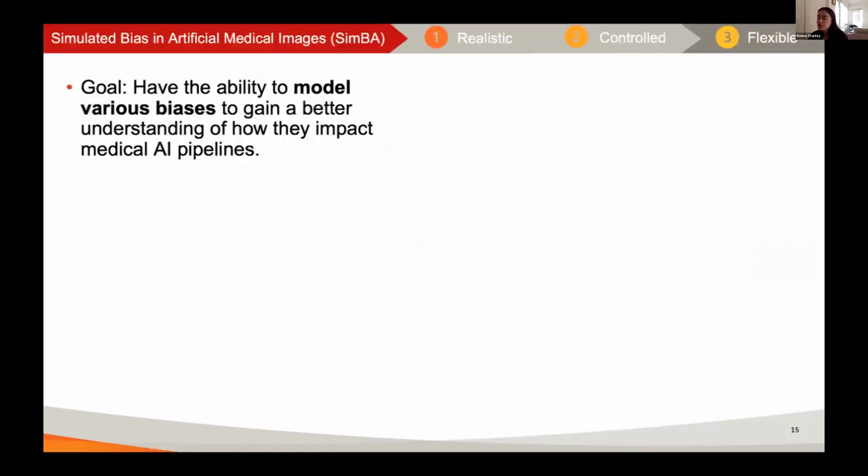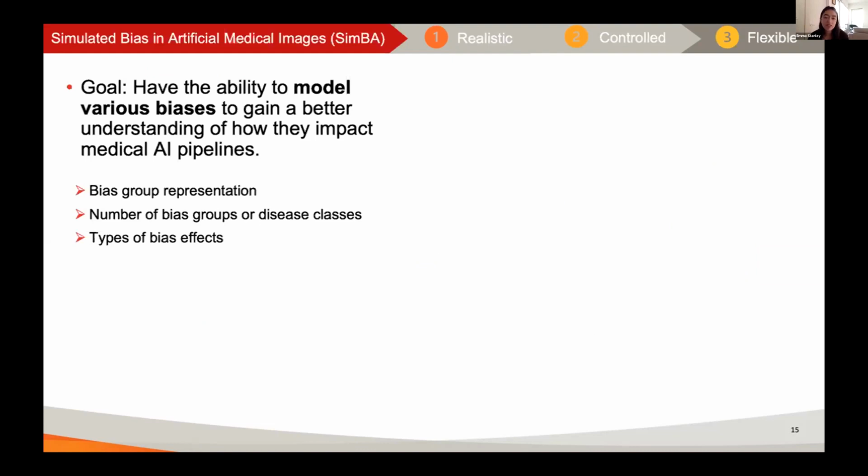So finally, we wanted this framework to be really flexible in its utility for studying various types of biases and the impact that they have on medical imaging AI pipelines. So just using this general setup for generating data, pretty much everything can be user-defined, including the representation of bias groups, the number of bias groups and disease classes, the types of bias effects. So obviously, we've just started modeling morphological effects, but this could easily be modified to integrate like intensity-based effects, sort of emulating like scanner artifacts, label or annotation bias, as well as distribution shifts.